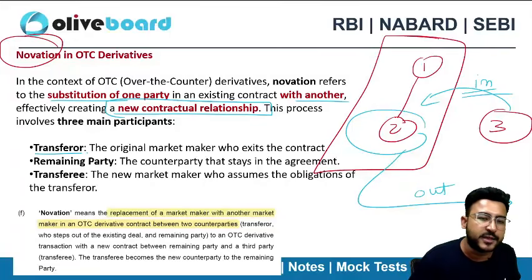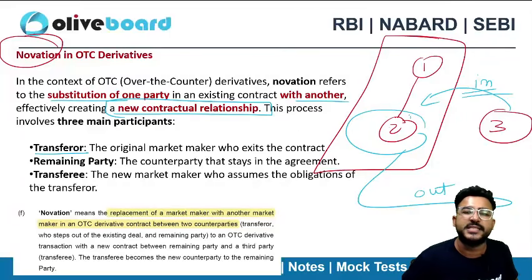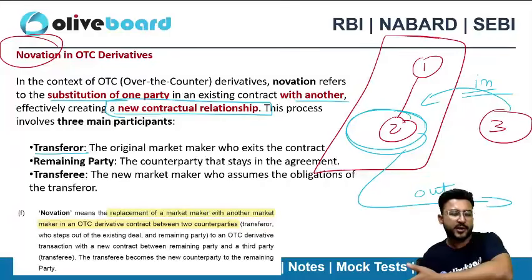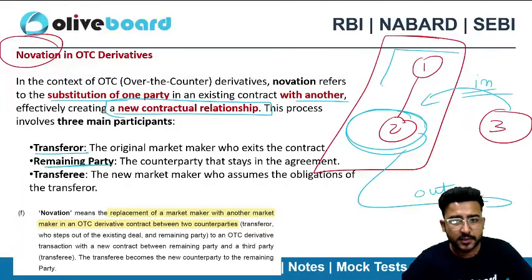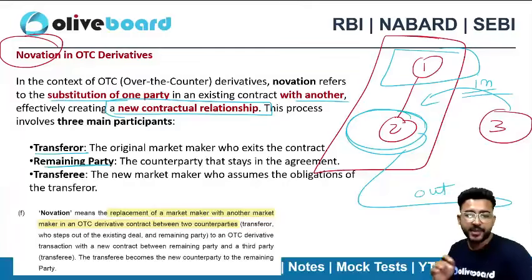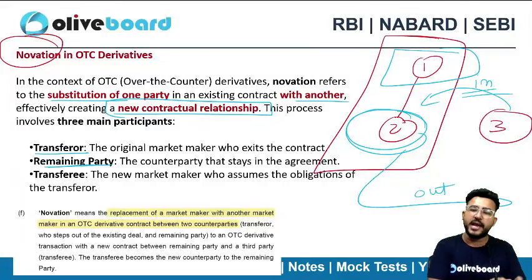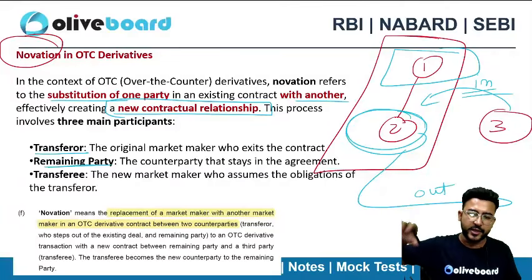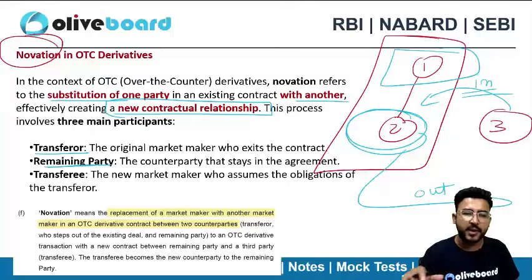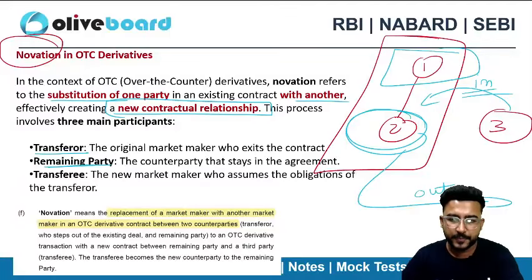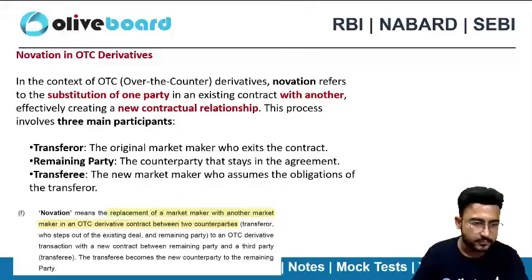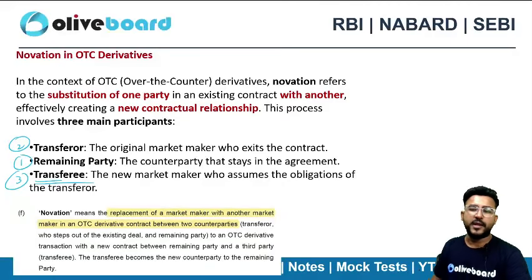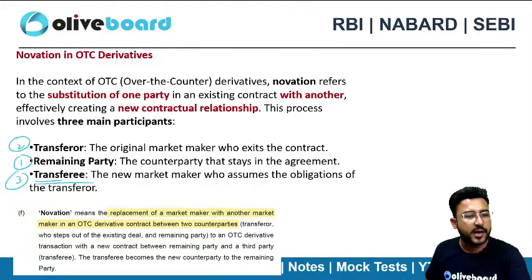Who will be the transferor? The one who is exiting the contract. He is transferring the contract to someone else. That's why he's called the transferor. Who will be the remaining party? Obviously, Mr. 1 will be the remaining party because he is remaining in the contract. The old party is going, the new party is coming. Mr. A is the remaining party. Transferee is 3. 3 is the transferee, right? So 1, 2, and 3, right? So 2 is going out, 3 is coming in.